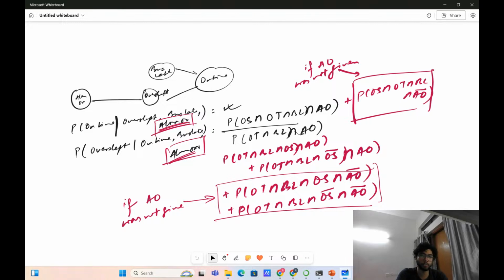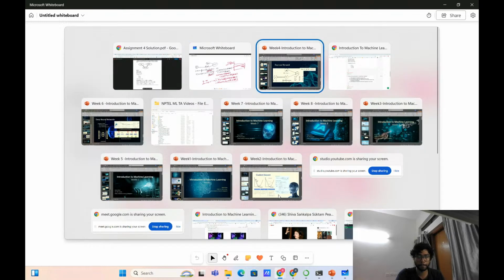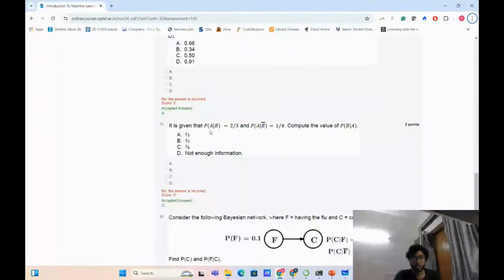Okay, so if there are no questions, other questions on Bayes theorem like this: P of A given B, P of A given B bar, compute the value of P of B given A. So similarly, you can use Bayes theorem on this. Monica is saying question 4 in week 2. So you can do it using Bayes theorem only.